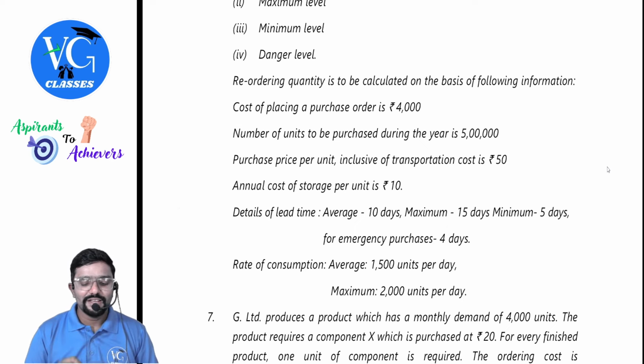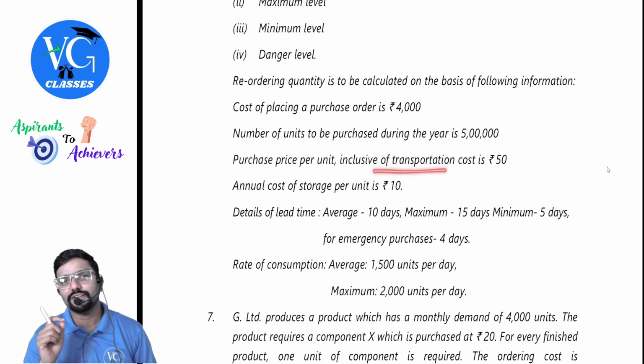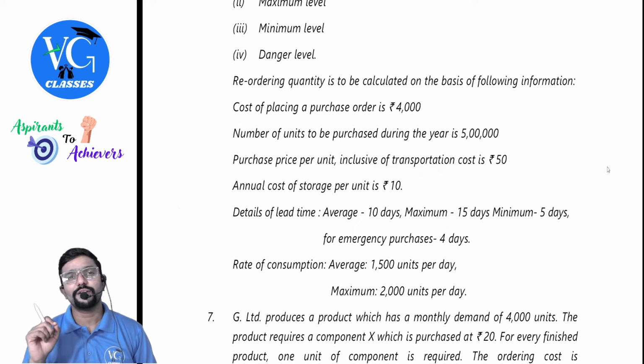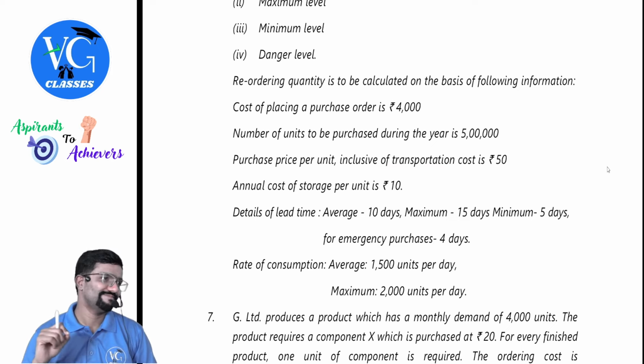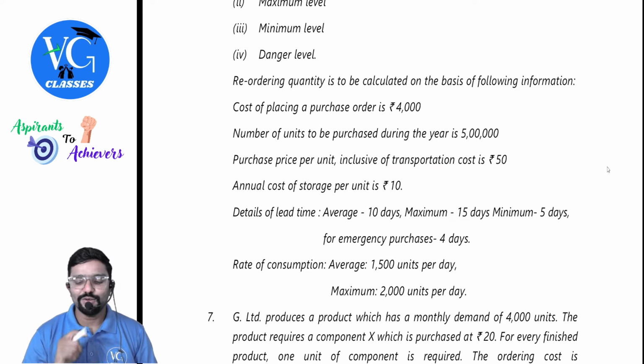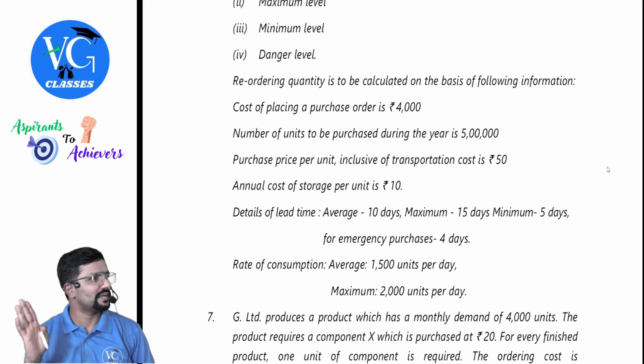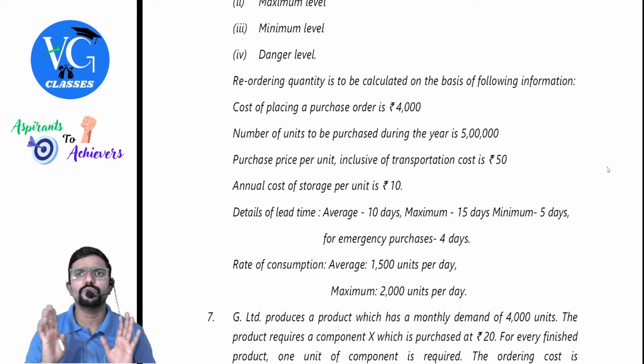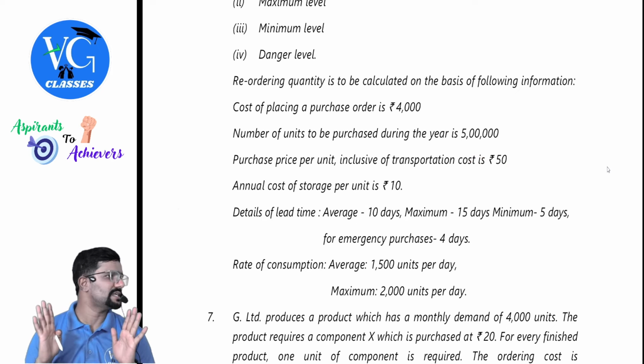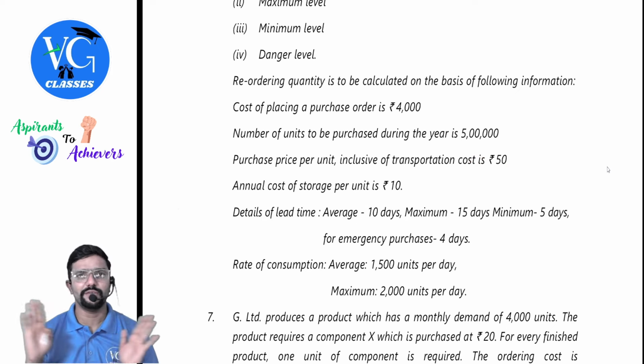Why? Because they have told you it includes transportation. Transportation will form part of ordering cost. Sir, if I remove 10 from 50 and put it for ordering, I will take 40 as purchase price. No, no, no. When they are given combined, please take it as it is. You don't do any division.